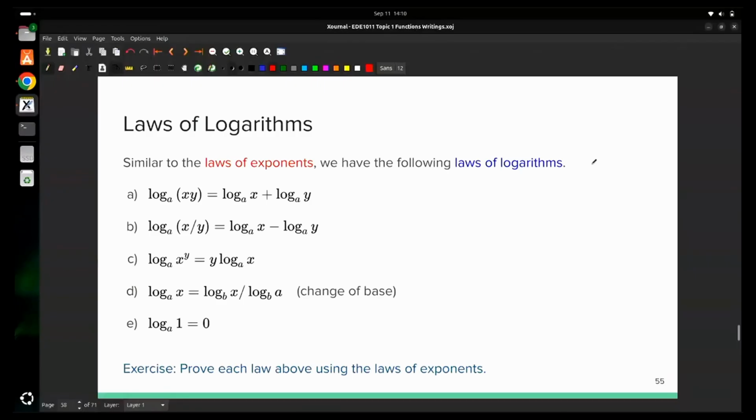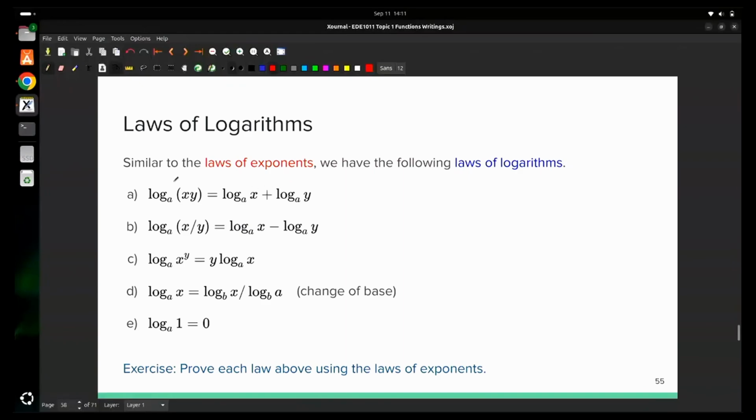Then we have the laws of logarithms, which are similar to the laws of exponents. I won't go through this in too much detail. I'll leave you to check out the exercise on proving them. But you must understand this, and you must know how to make use of it. So maybe you want to have the laws of logarithms written down in your formula sheet.